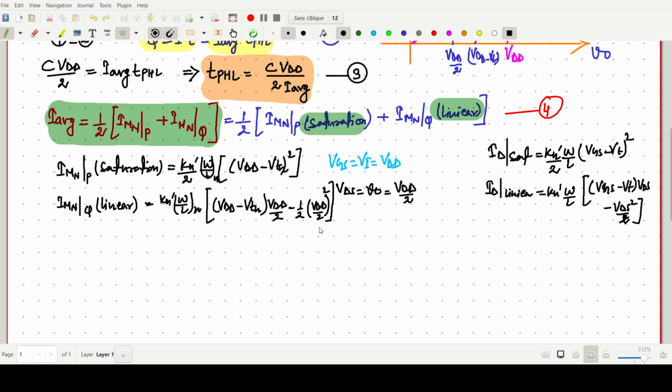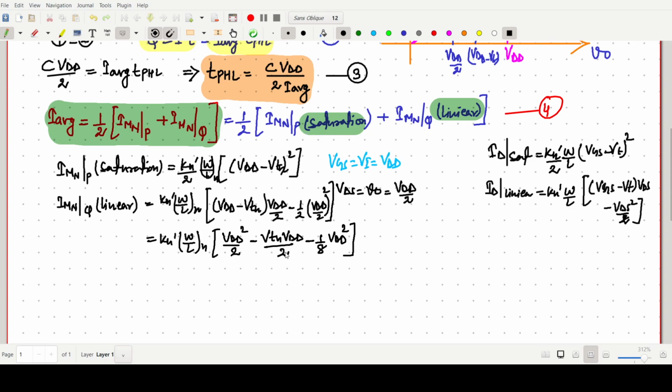Now we can break this Kn and W by L of N. We can write as VDD square by 2 minus VTN VDD by 2, then minus 1 by 4, so it should be 1 by 8 VDD square. Okay. Up to this one it is very clear.